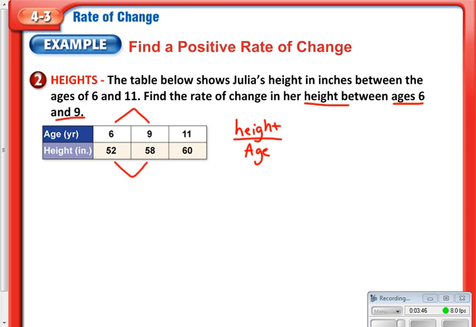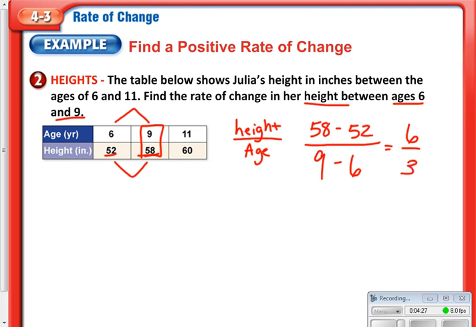And again, looking at our table here, we can see that it's an increase. It goes from 52 to 58. So we need to find that rate of increase. So again, we'll take 58, our height, take away 52. These are the heights that we're using. Now in relationship, 58 corresponds with 9 in our table, so 9 will go below that, the age of 9. And below 52, look back to our table, we have 6. So 58 take away 52, we get 6. 9 take away 6, we get 3.